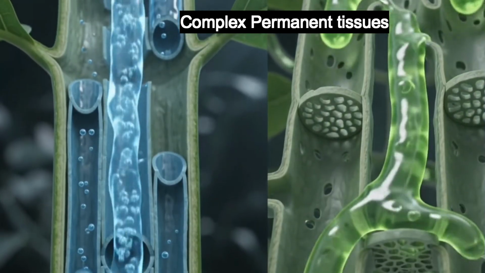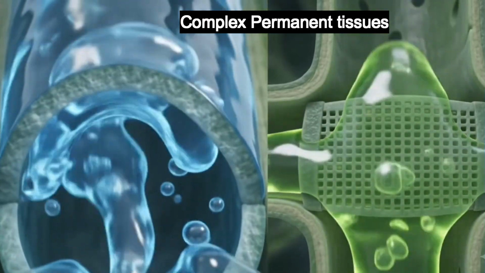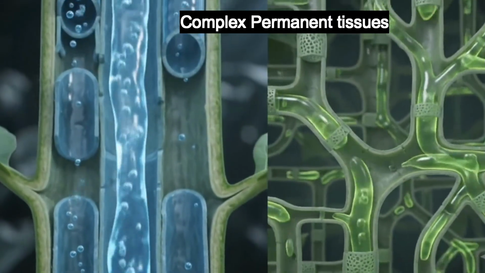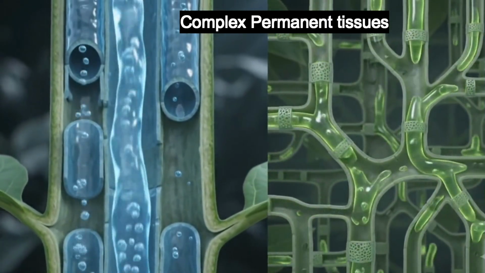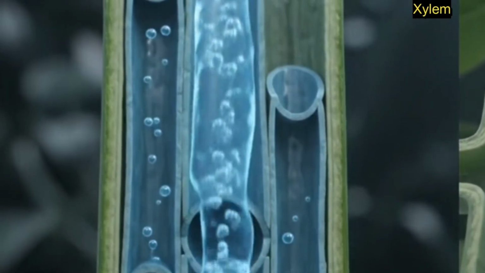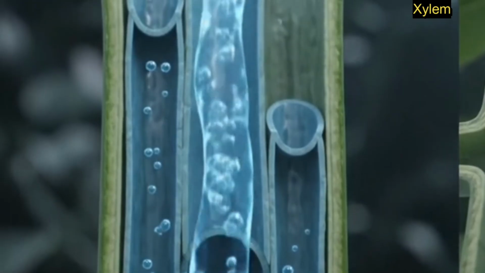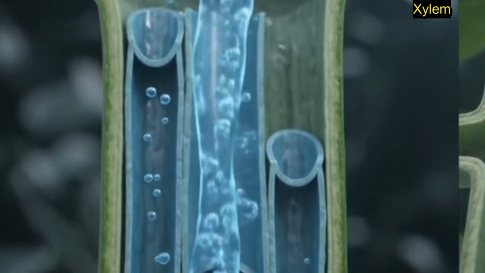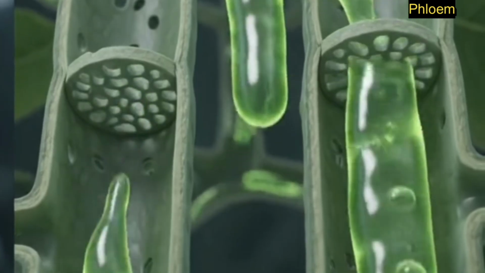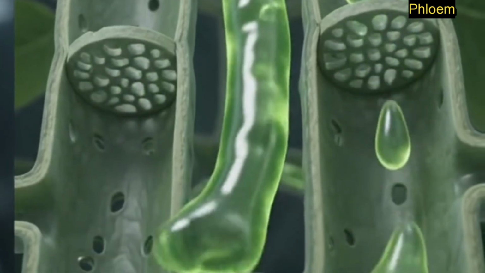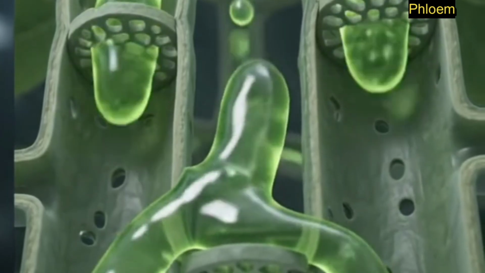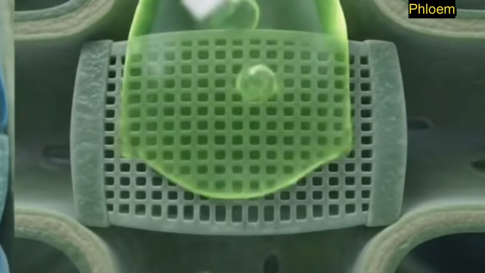Then we have the complex permanent tissues, made of more than one type of cell working together as a unit. This is the plant's plumbing system. The xylem is a tissue which conducts water and minerals upwards from the roots. It relies heavily on dead, hollow tubes called tracheids and vessels. The phloem is a tissue which transports food materials from the leaves to the rest of the plant, using living sieve tube elements guided by companion cells.